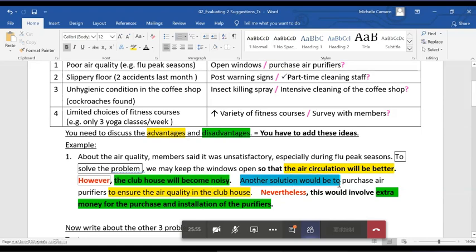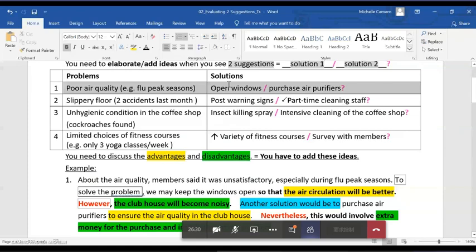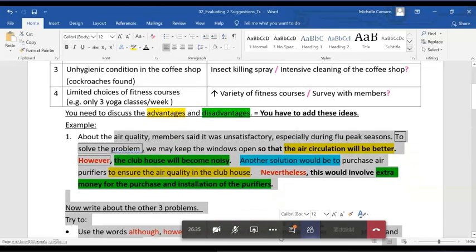Another solution would be to, so here comes solution 2, purchase air purifiers. What's the advantage? Highlighted in yellow. To ensure the air quality in the clubhouse. Nevertheless, so here comes the disadvantage. This would involve extra money for the purchase and installation of the purifiers. So disadvantages in green. And notice again, they use that word involve. So you can use the word involve with the disadvantage. Okay. All right. So that is basically what these ideas look like in point form on the practice paper, and this is what they would look like put together into sentences to create a paragraph.